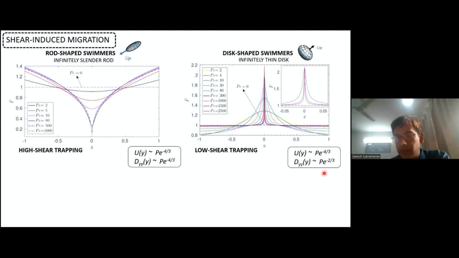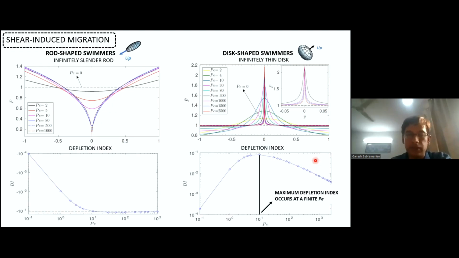The diffusivity actually becomes much larger than the drift, implying that the degree of inhomogeneity for the disk-shaped swimmers eventually is wiped out because the diffusion becomes much larger than the inhomogenizing drift. And as a result, if you plot the depletion index for these cases, the prolate spheroid depletion index, as we already saw, if you ignore that mild non-monotonicity, just saturates at a finite value as Peclet goes to infinity. Whereas interestingly, the disk-shaped swimmer exhibits the maximum inhomogeneity at a finite Peclet.